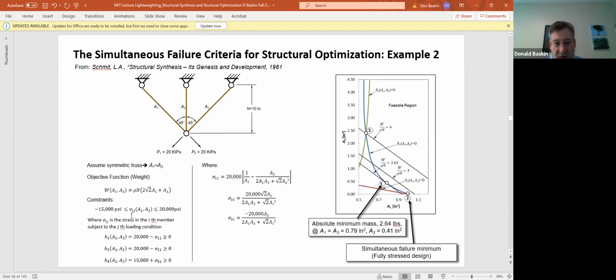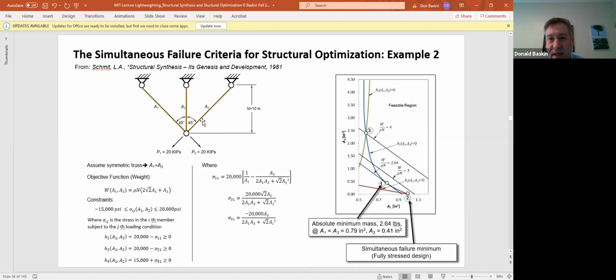And so again, you need to keep the stress in member 1 under the first loading condition below the limit. You need to keep this subtraction greater than 0 so the stress doesn't go above 20,000. Same thing here, and then here you need to keep it above negative 15,000. So these are your constraints.